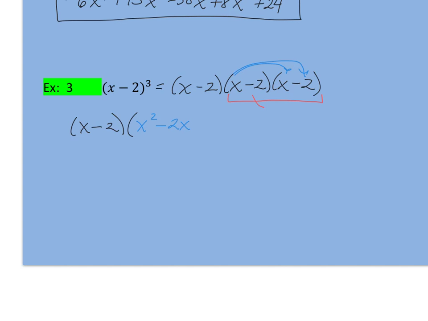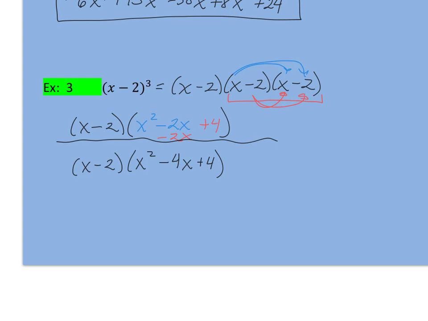Then I got my second distribution, negative 2 times x, line that up underneath there, negative 2x, and then negative 2 times negative 2 is a positive 4. Collect your like terms. We actually have an x minus 2 times x squared minus 4x plus a 4. Now you can multiply the third x minus 2 in. So now you're going to do another double distribution. So I'm going to put a line through here.